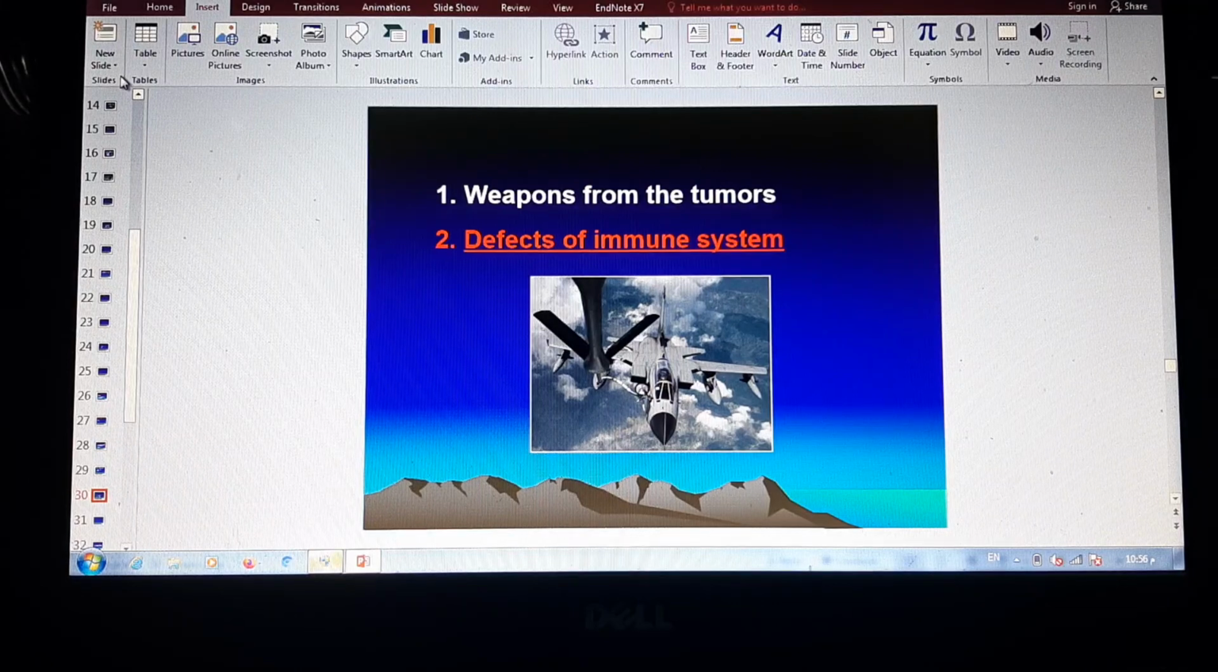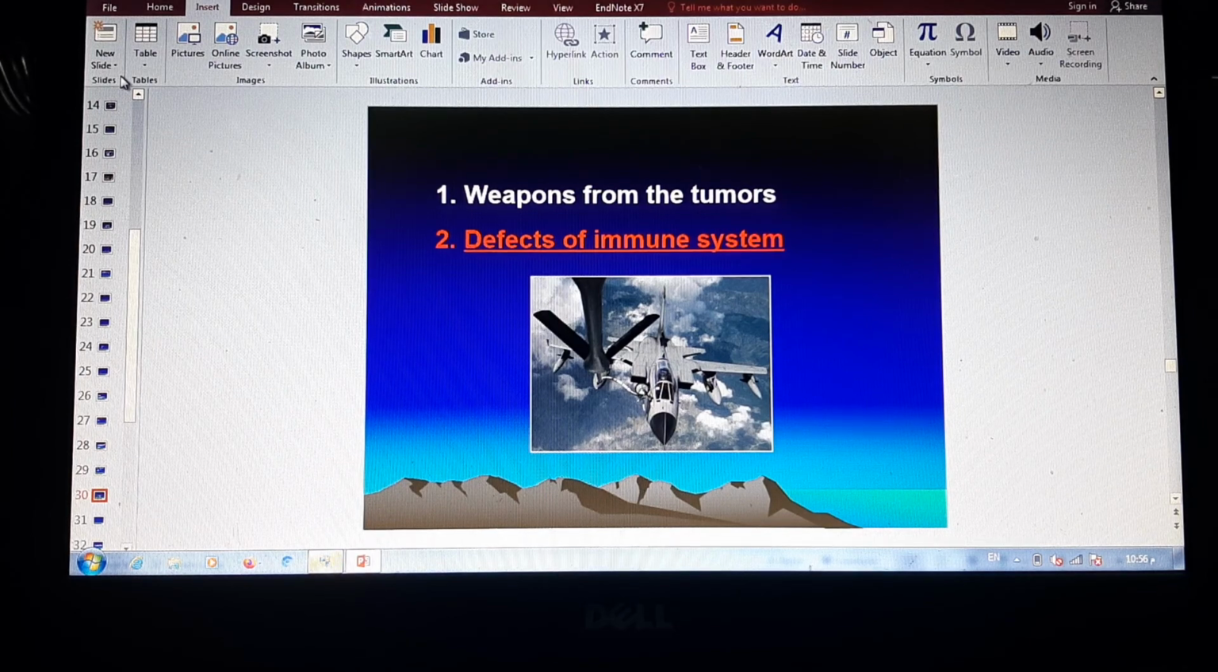We continue with the second part of two lectures about tumor immunology and immunotherapy. We talked about the weapons from the tumor cells, how they use these weapons in order to prevent the immune system from killing these cells.